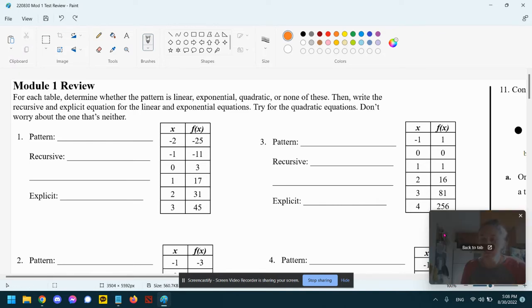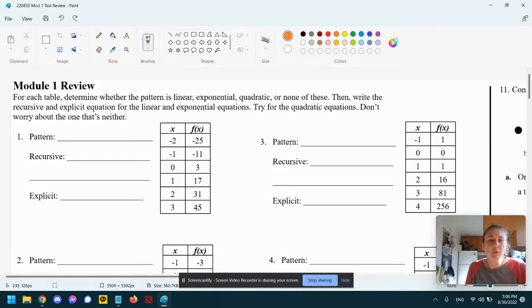For the first bit, let me make this smaller. There we go. For each table, we're going to determine whether the pattern is linear, exponential, quadratic, or something else, right? And then I'm going to write equations for each of these. To be honest, on the test, you're only going to have to pick two of these to write equations for. So if you're confused about, say, quadratic ones, you can just kind of let it slide.